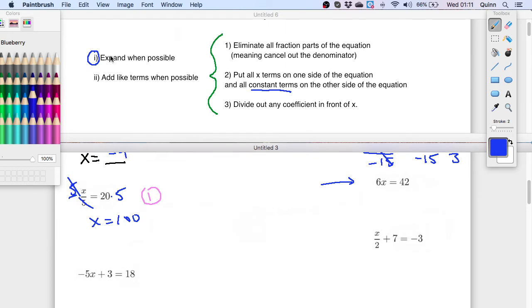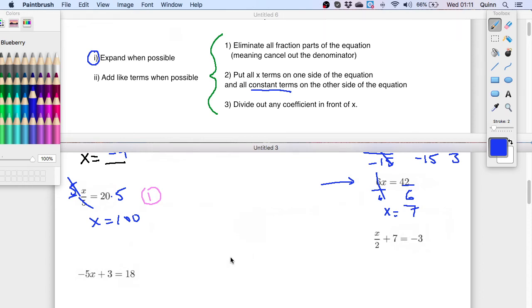If we look at these rules, if I were to look at them from the very beginning, there's nothing to expand and there's no adding like terms. So finally we get to rule 3, divide out any coefficient in front of the x. So I divide this by 6, divide this by 6, and we end up getting x is equal to 7.